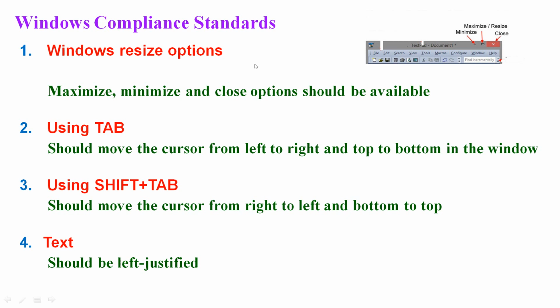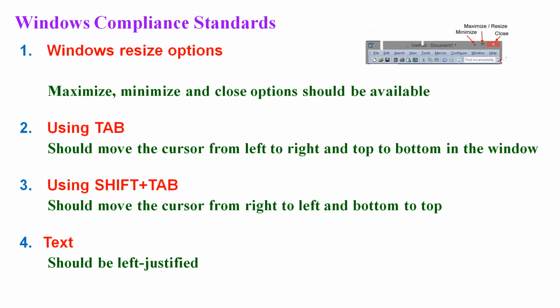So, for each and every window, the software test engineers have to test whether these minimize, maximize and close options are present or not. If the options are present, then whether these three options are working properly or not, that you have to test, right? And the second one is tab. In your keyboard, you can find the tab button. Once you press the tab button, the cursor should move from left to right and also from top to bottom in the window.